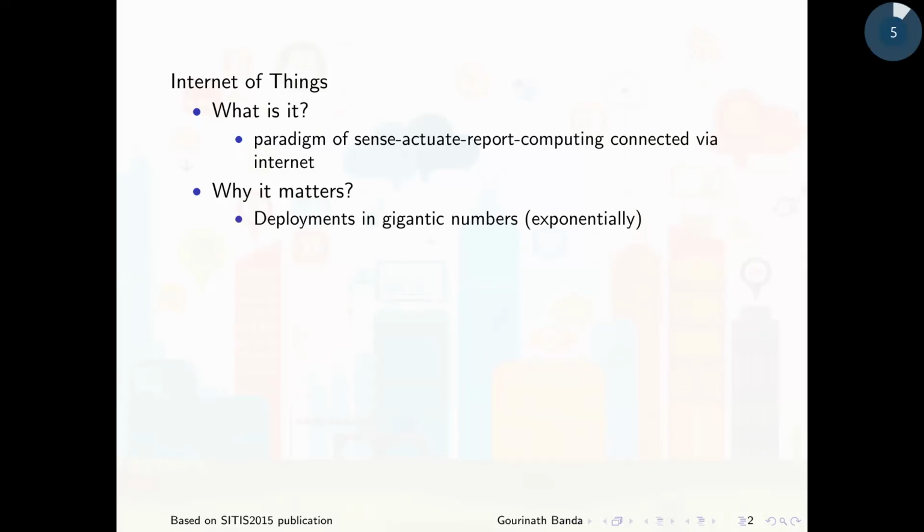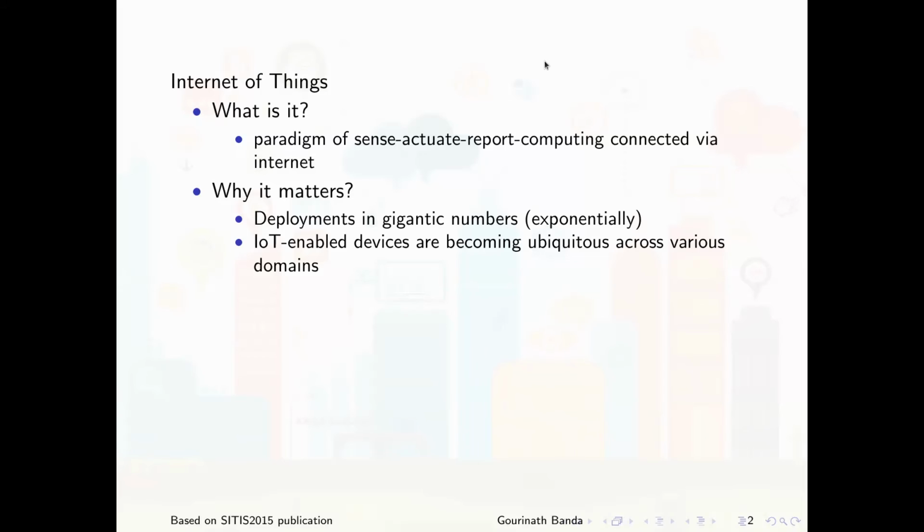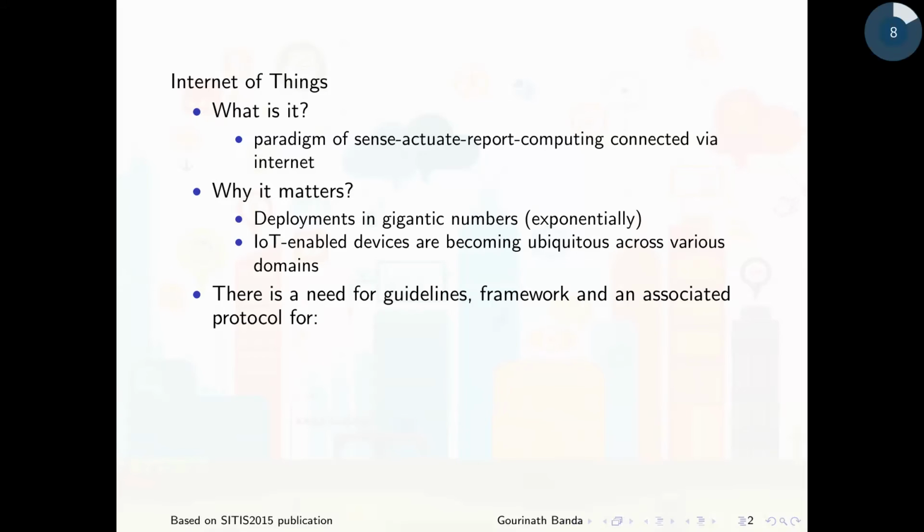Why it matters? It really matters because a lot of Internet of Things based deployments are happening. At least, it is said some hundreds of billions of such devices would be operational by the year 2025. IoT enabled devices are becoming ubiquitous across various domains. There's a need for guidelines, frameworks, and an associated protocol for such devices.